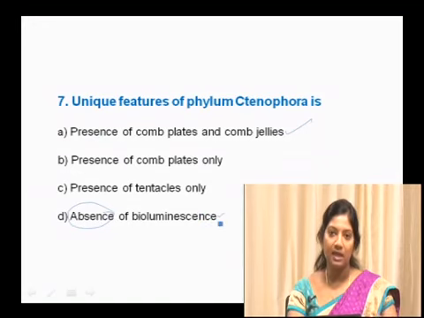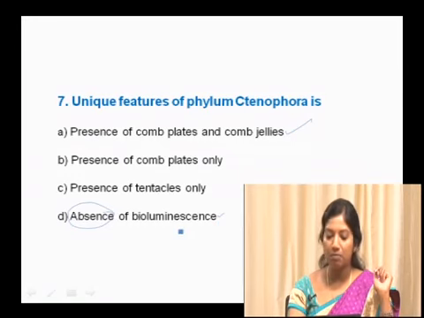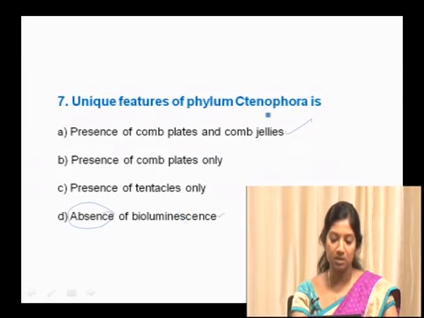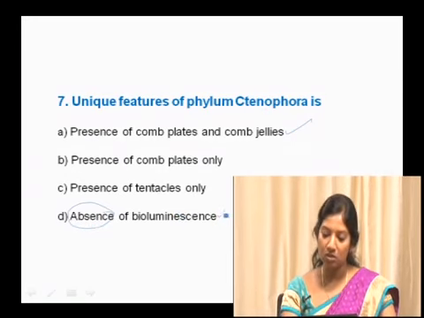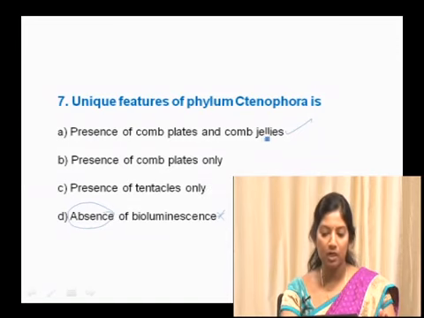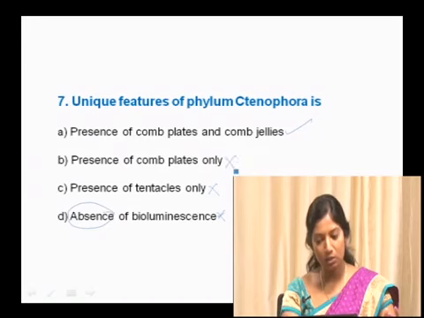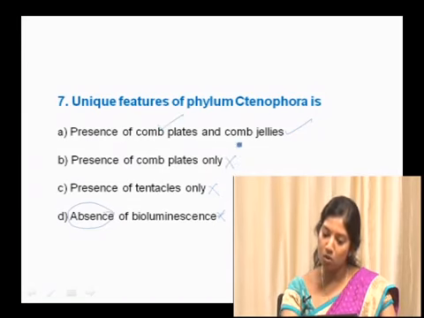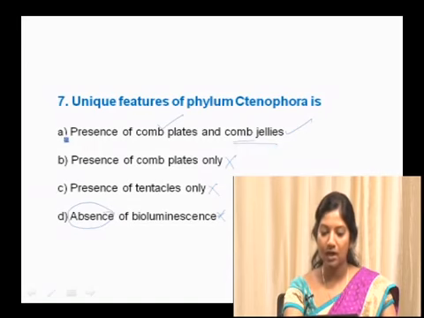Bioluminescence is nothing but illumination which you find in some organisms. They produce light, that is called bioluminescence. So this is actually one of the features of ctenophora, but they have given it is absent. So this is wrong. Presence of tentacles only, that is, in the members of ctenophora only tentacles are present. This is wrong. Presence of only comb plates is also wrong, because they show the presence of comb plates and they are also called comb jellies. So the right option is presence of comb plates and comb jellies.